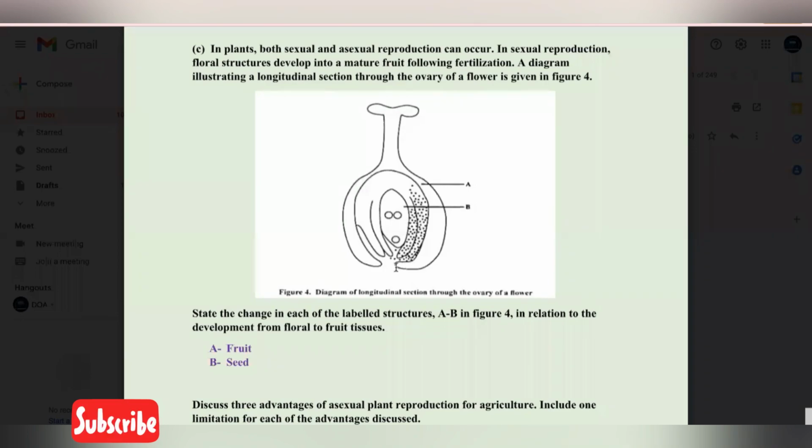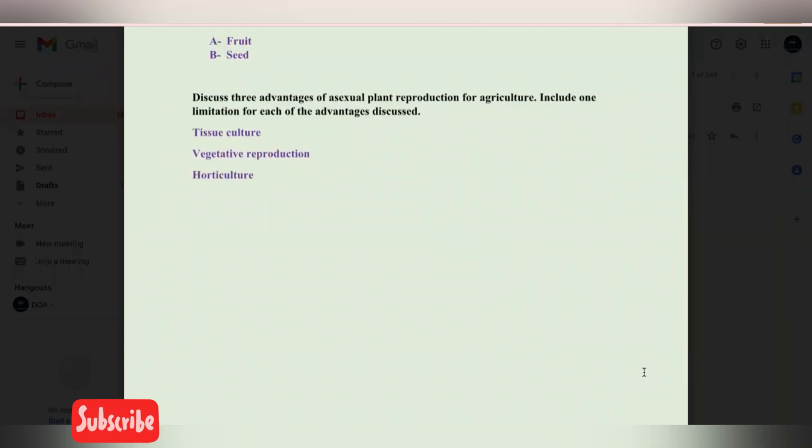Okay? And the corresponding question says, state the change in each of the labeled structure A and B in relation to the development from floral to fruit tissues. A will develop into the fruit. Integuments will form the seed coat or testa, and then B overall will form the seed. Last question, discuss 3 advantages of asexual plant reproduction for agriculture. Include 1 limitation for each of the advantages discussed.